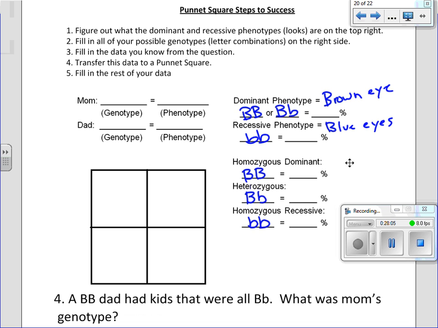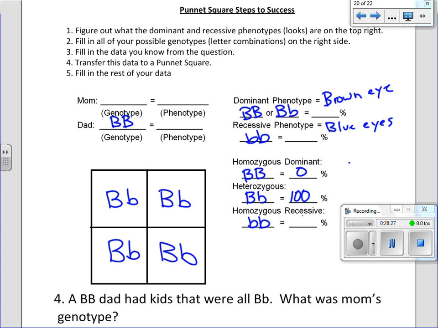We know that the dad has to be big B, big B. But all of his kids have to be big B, little b, which means that every box must be big B, little b. That means that 100% of the kids are big B, little b, and none of the kids are anything else. Now this is a little tricky because you have to actually work backwards from this. We know that dad has to be big B, big B, so we'll put dad on the side here.